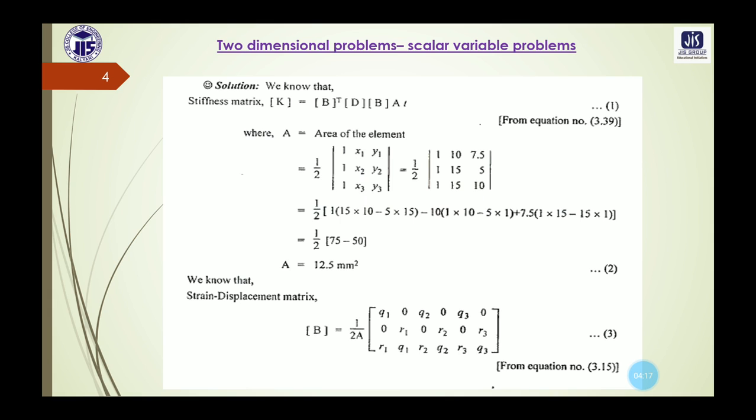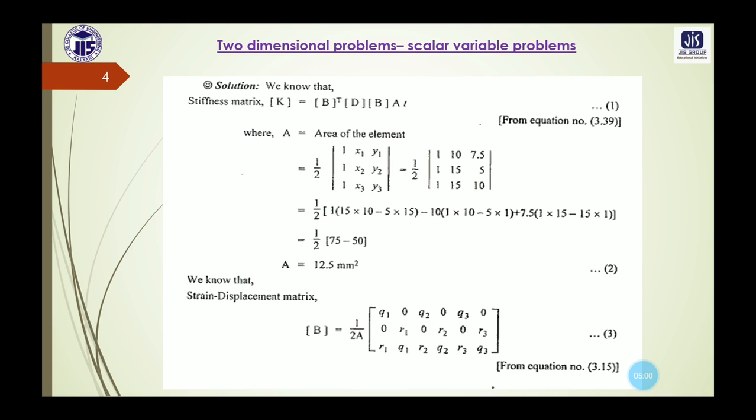So first let us calculate the area of the element. The formula to calculate the area of this triangular element is half multiplied by the determinant of a 3 by 3 matrix. In this 3 by 3 matrix we have 1 x1 y1, 1 x2 y2, 1 x3 y3, that means the coordinates of the nodal points. So we need to put the coordinates of the nodal points here, and after that we need to perform the matrix multiplication. In this way we can calculate the area of the triangular element, which is 12.5 millimeters square.